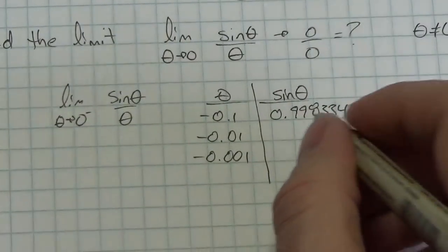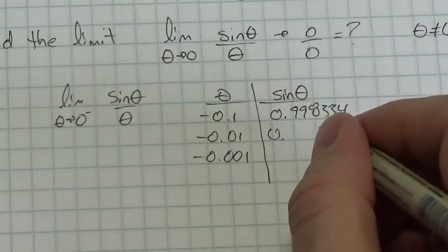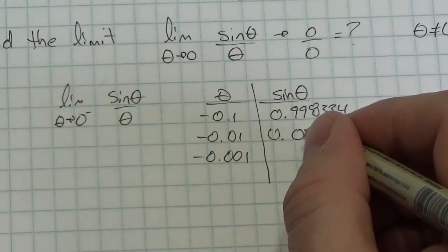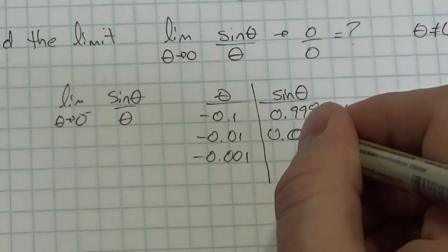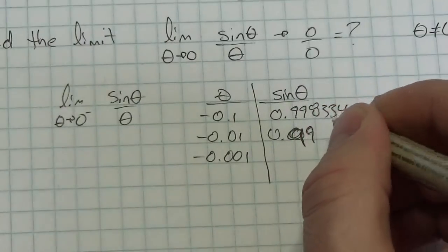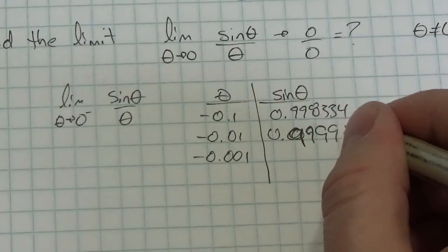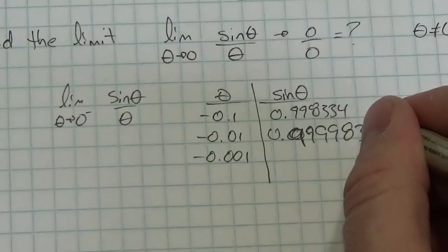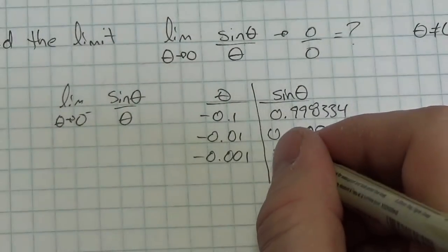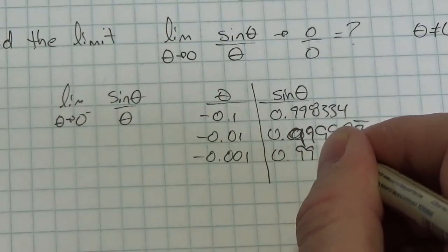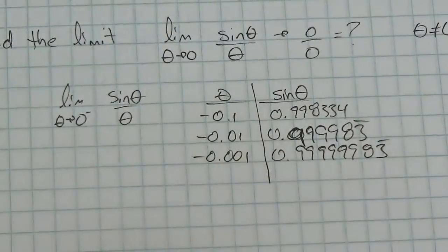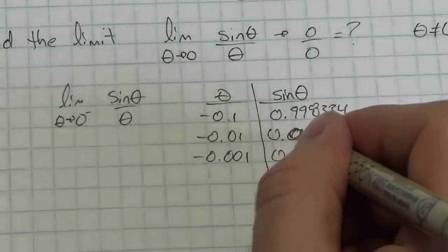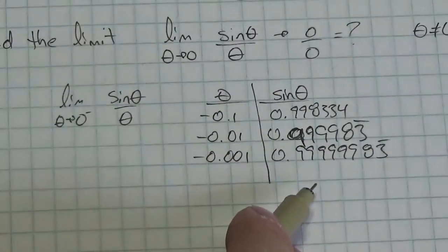0.998334. And when you plug this in, you're going to get 0.9... sorry, I copied that down. I meant 0.9983 repeating. And this is going to be 0.99999983 repeating. So I think you're getting a sense of where this is going.